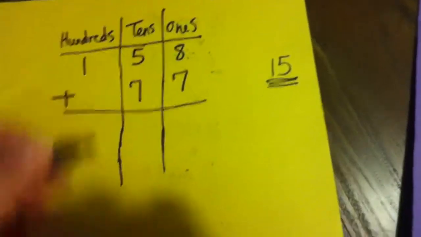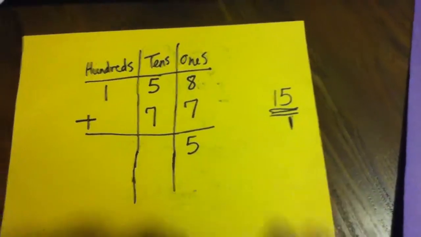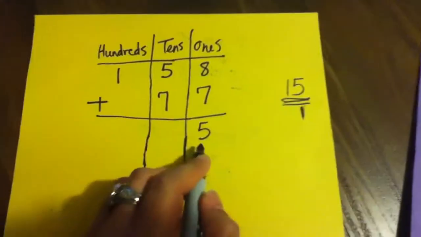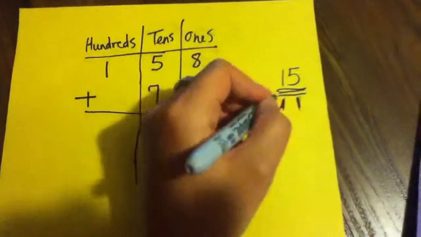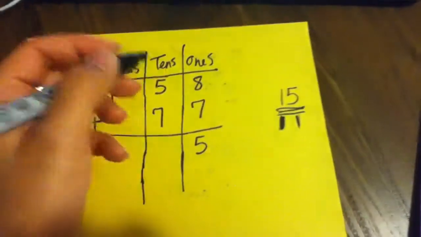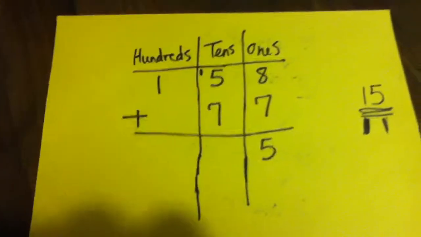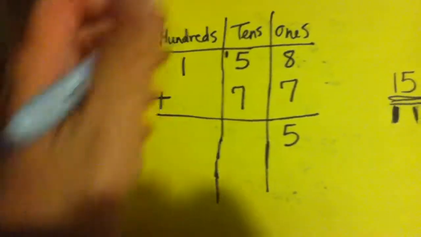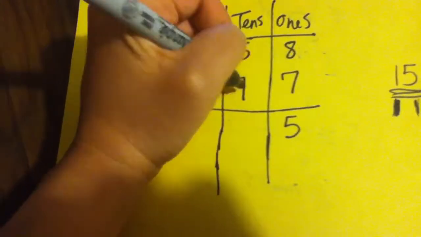So we can put our 5 here because it's in the ones. This number is the ones column. So we put our 5 here. This is our ones. This is our tens. So we're going to regroup and bring this one up here to the tens column. And now we move on to the tens. So 5 and 1 is 6, so we have 6 and 7.